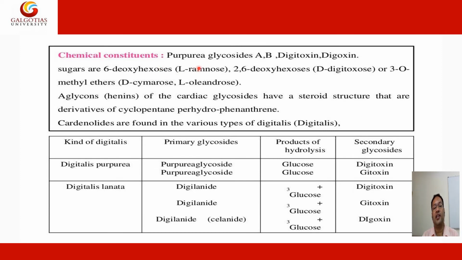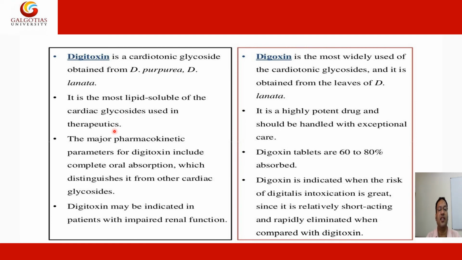Chemical constituents: Digitalis purpurea contains purpurea glycosides A, B and C, digitoxin, and sugars such as 6-deoxyhexose, L-rhamnose, and 2,6-dideoxy sugar, and methyl ether. The aglycone part in the cardiac glycosides has a steroid structure derived from cyclopentanoperhydrophenanthrene. Cardenolides are also found in the types of digitalis. There are different varieties of digitalis, containing primary glycosides, products of their hydrolysis, and secondary glycosides, like Digitalis purpurea and Digitalis lanata.